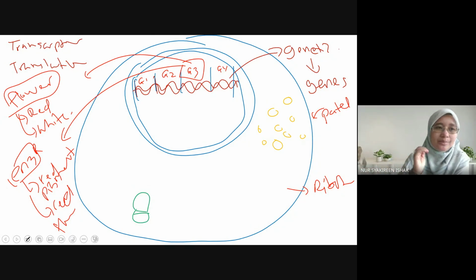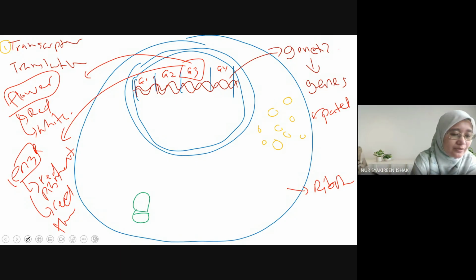This is where the process takes place. First, transcription occurs to copy the information from the DNA into a smaller version, which we call mRNA, messenger RNA. Then the mRNA will be exported out of the nucleus into the cytoplasm.